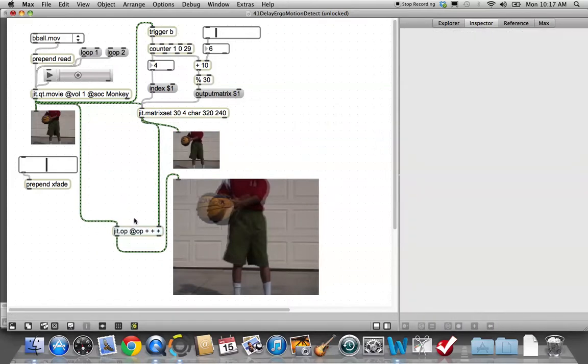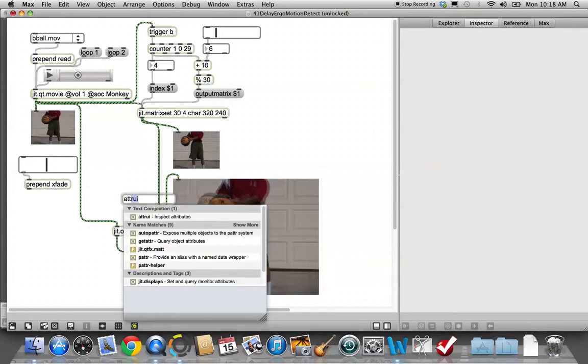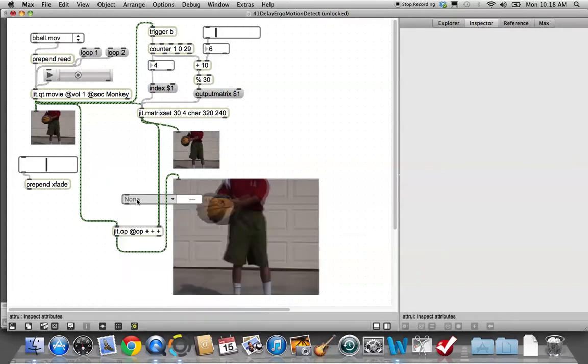All right, Jit.Op, you can change the numerical operators for Jit.Op. And if you think about this for a second, if you can take one frame of a video and then compare it to another frame of video, let's say by subtracting it or something like that, then you can tell what's changed.